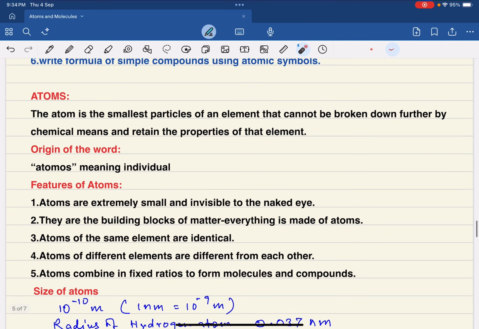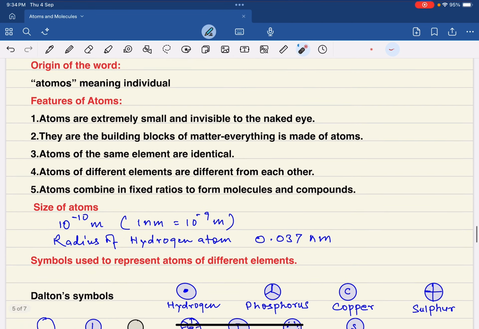Then the features of atoms. Atoms are extremely small and invisible to the naked eye. They are the building blocks of matter. Everything is made of atoms. Atoms of the same element are identical. Atoms of different elements are different from each other. Atoms combine in a fixed ratio to form molecules and compounds.